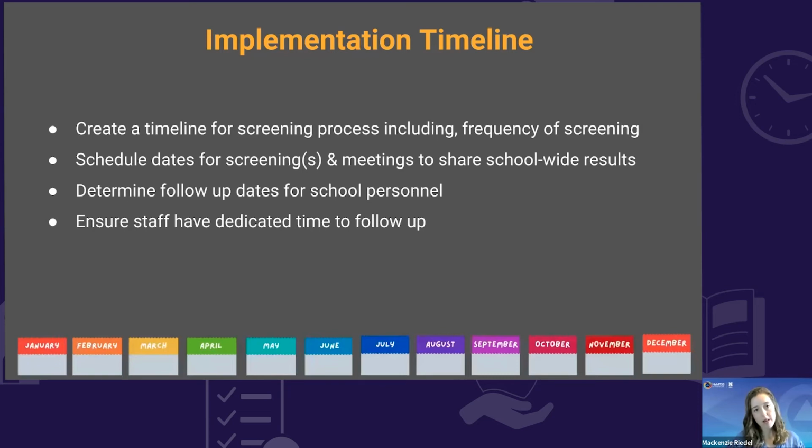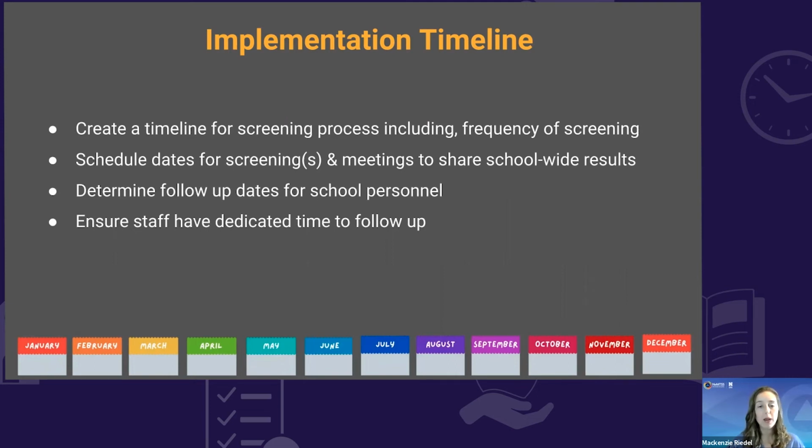Step 5 of thinking about screening success is talking about an implementation timeline. So when we think of our screener, we want to think about how many times we are going to do it, when we are going to do it, when we are going to look at the data. There's a lot of different logistical things to consider. So you want to create a timeline for your process, including how often you screen.